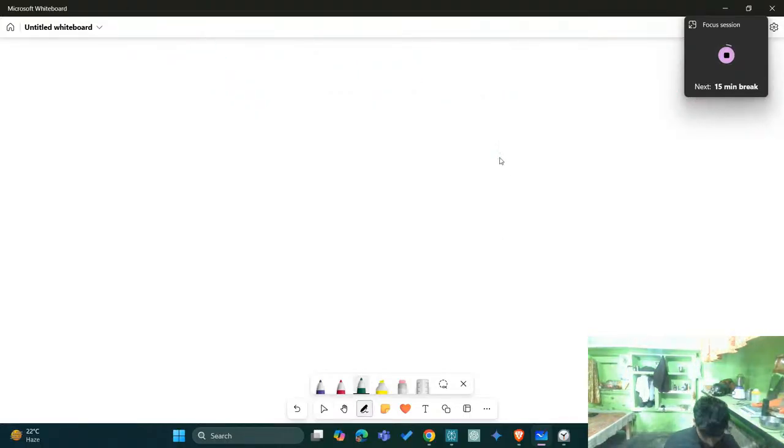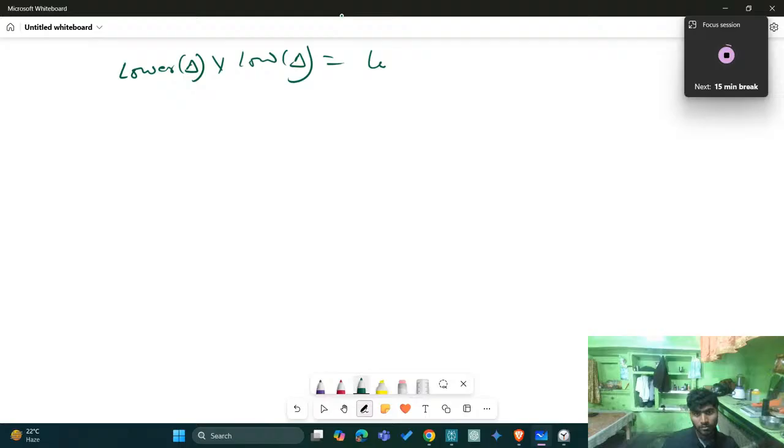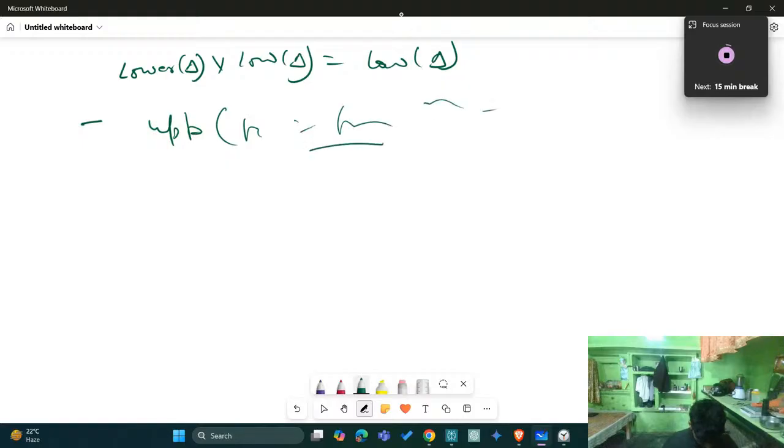A lower triangular matrix times a lower triangular matrix is always lower triangular, right? And upper times upper is equal to an upper triangular matrix. Right? If A transpose is equal to minus A, then it's a skew symmetric matrix. Right?